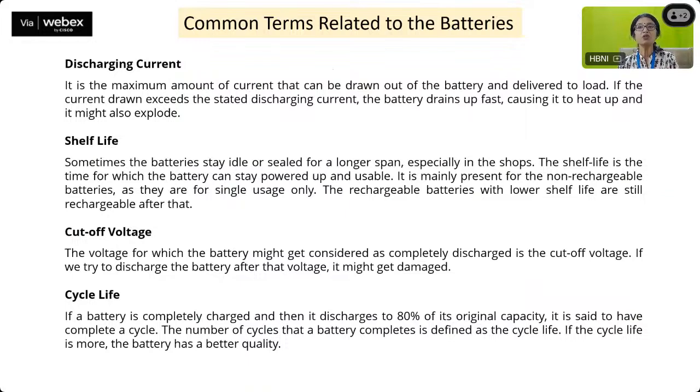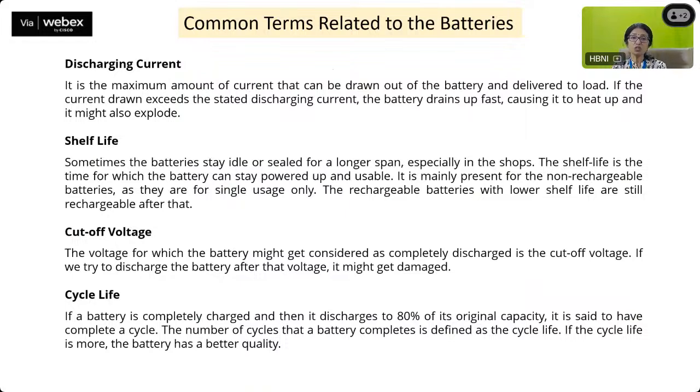It is mainly present for non-rechargeable batteries, as they are for single usage only. The rechargeable batteries with lower shelf life are still rechargeable after this. So if you remember, the shelf life of a battery is more applicable in case of primary cells compared to the secondary ones. For the rechargeable ones, even if there is some self-discharge, you can again charge it up and you can use it.